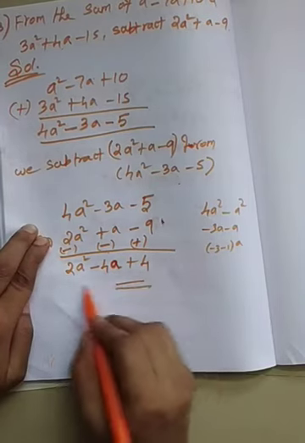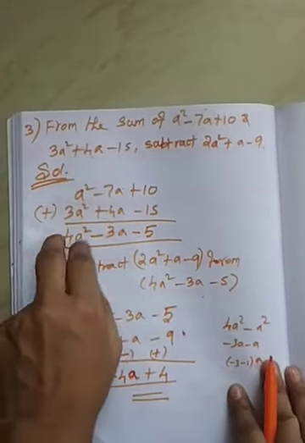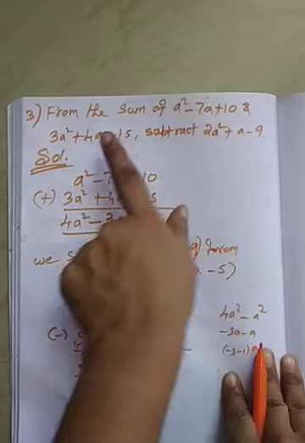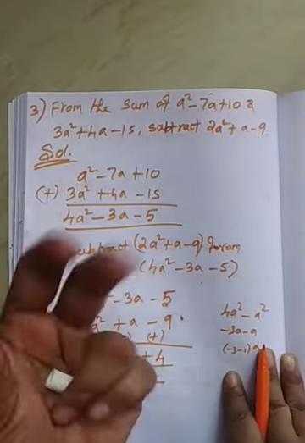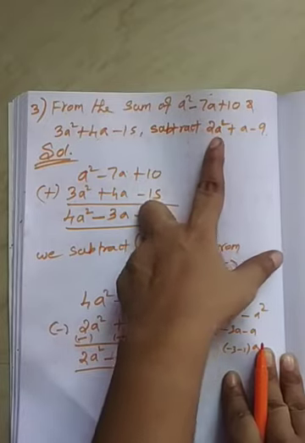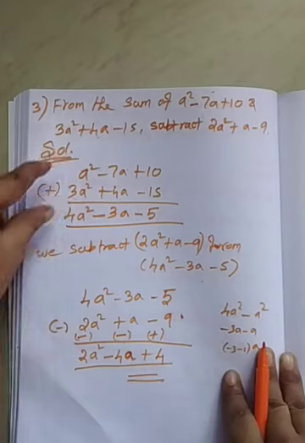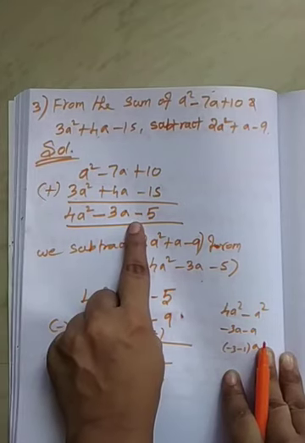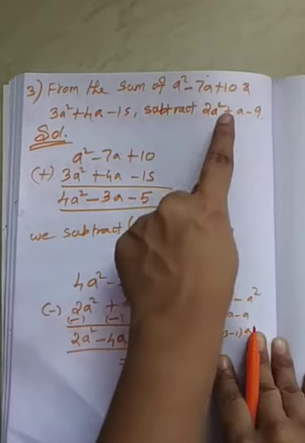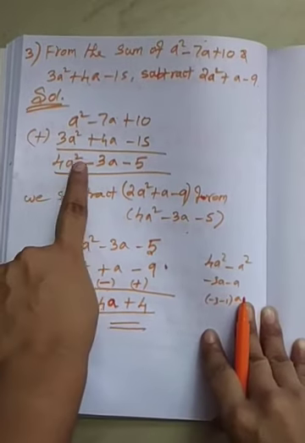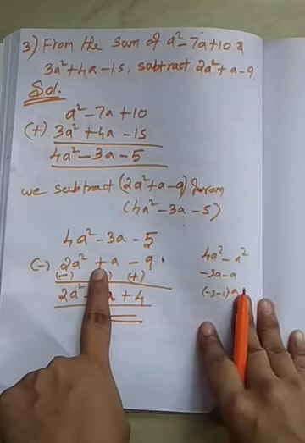Everybody clear? This is your answer. See, in your question, the sum of two expressions was given. After that, from that answer you have to subtract this expression. So first of all, you can add this sum. You will get one solution. Next, take this value and subtract another expression.